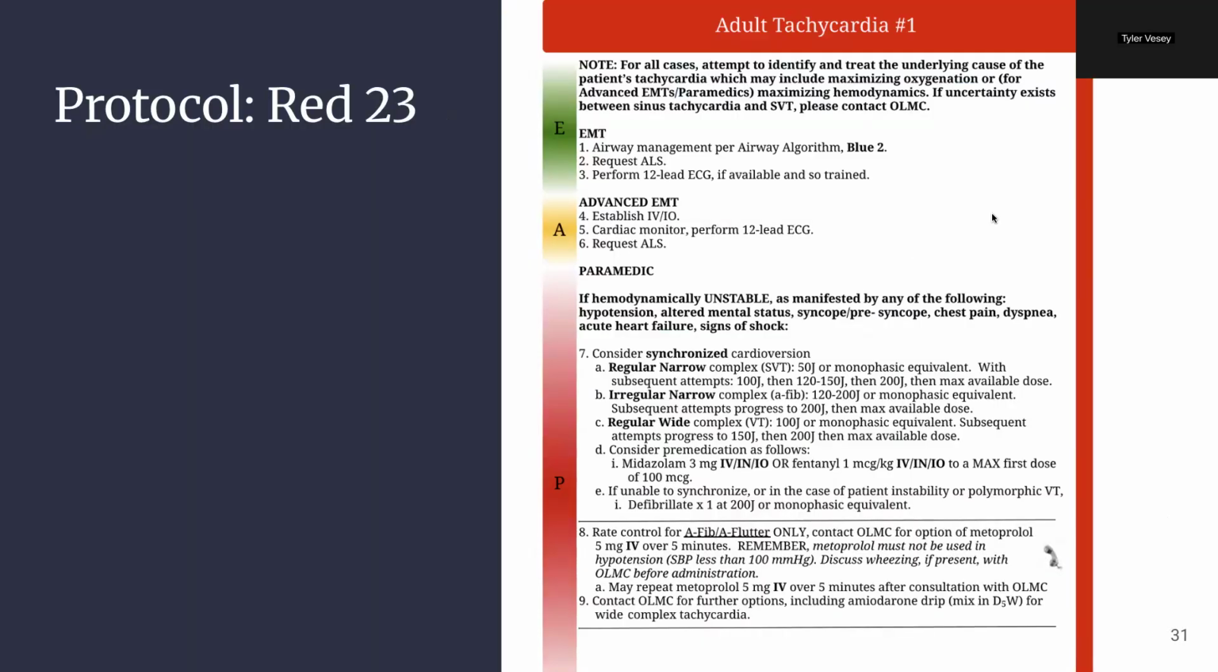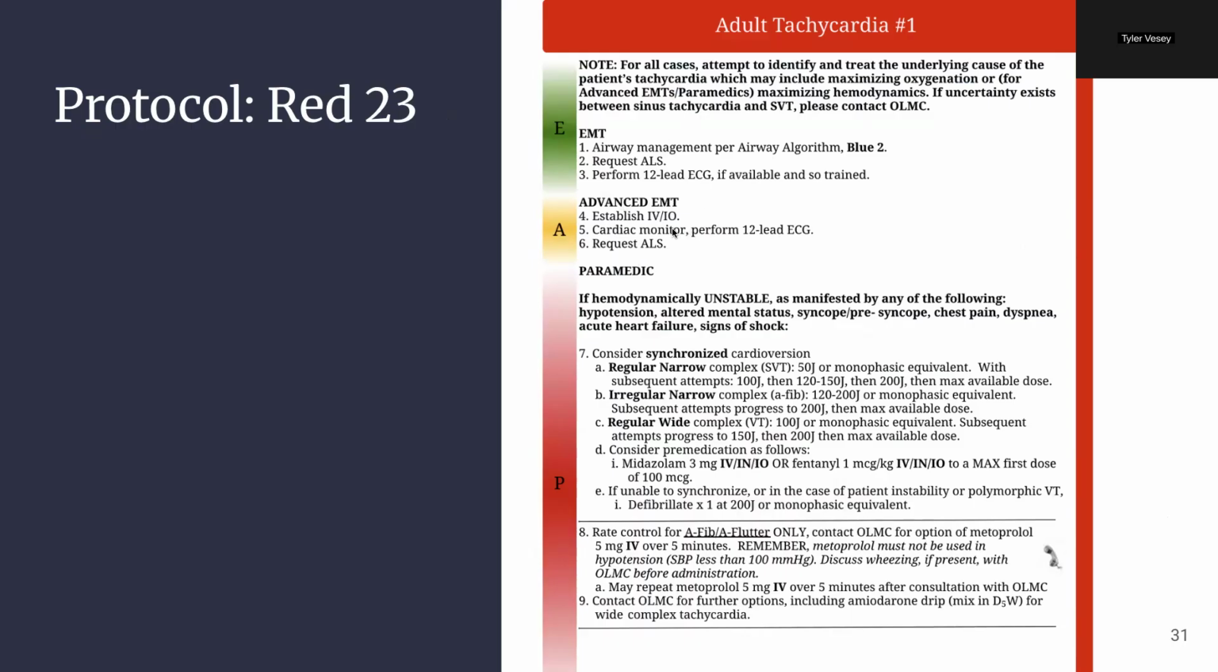So we'll just quickly run through the protocol. We hit basically all of this. If you're an EMT, airway management, you're going to go through your algorithm. Again, BLS before ALS, address those ABCs. If they need oxygen, get them oxygen. If they need help breathing, you can bag them. Request ALS and, if you're trained, which everybody is here, perform a 12 lead so you can hand it off to the medic.